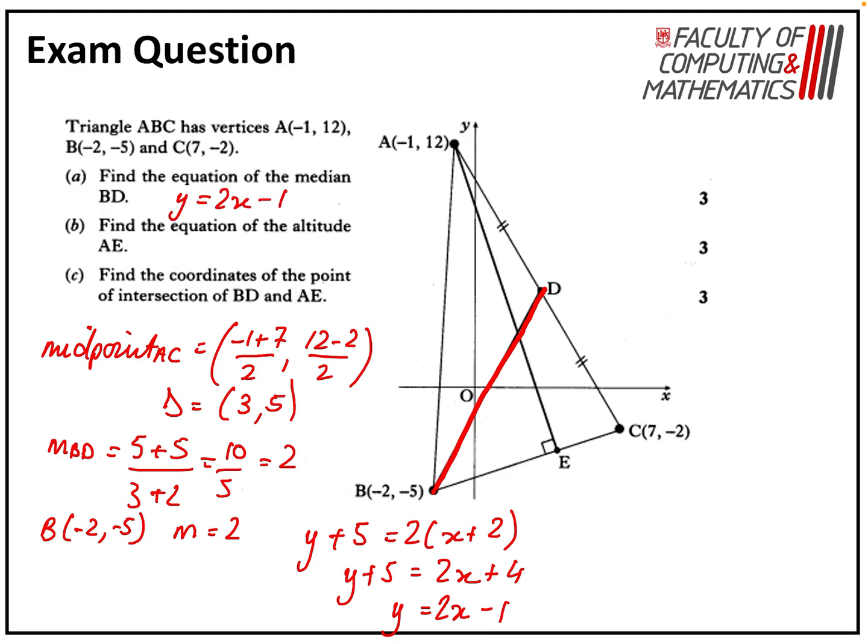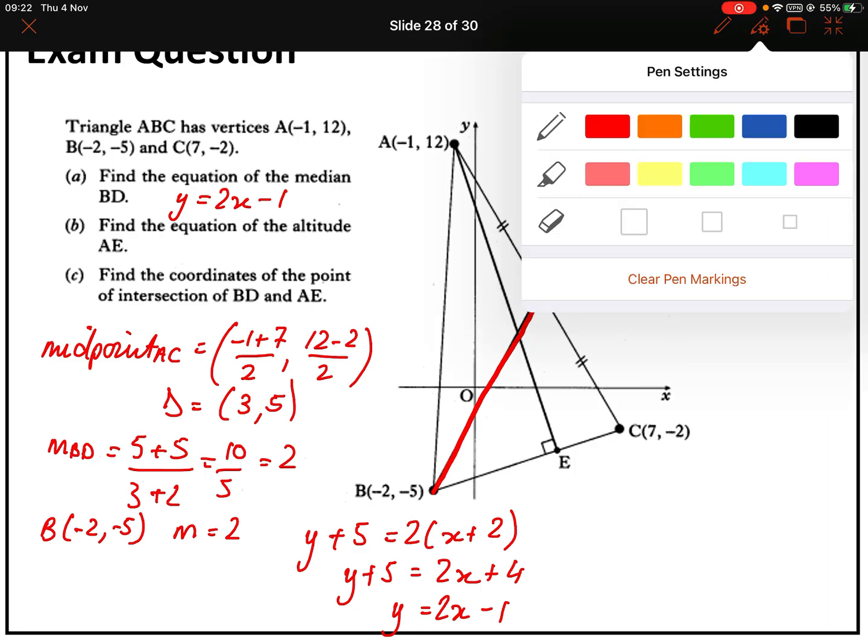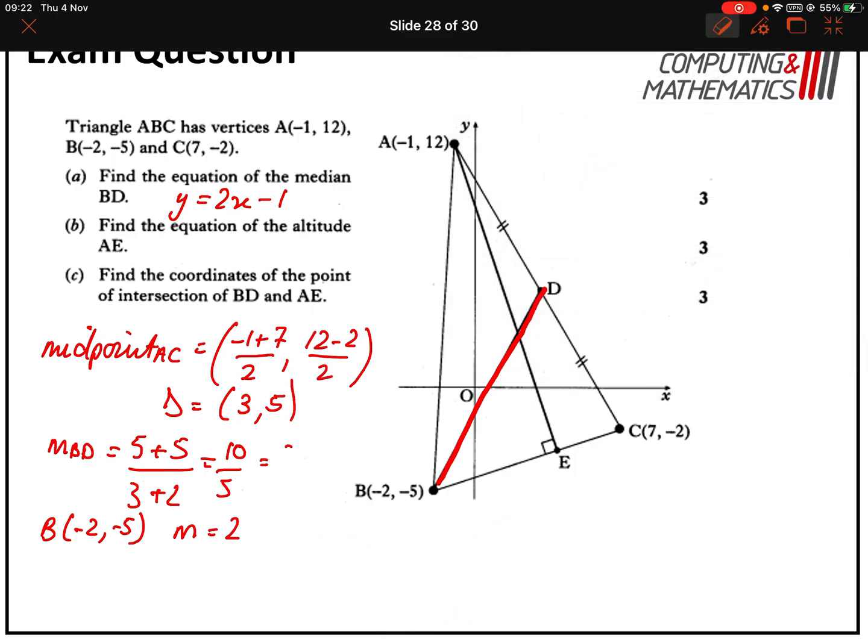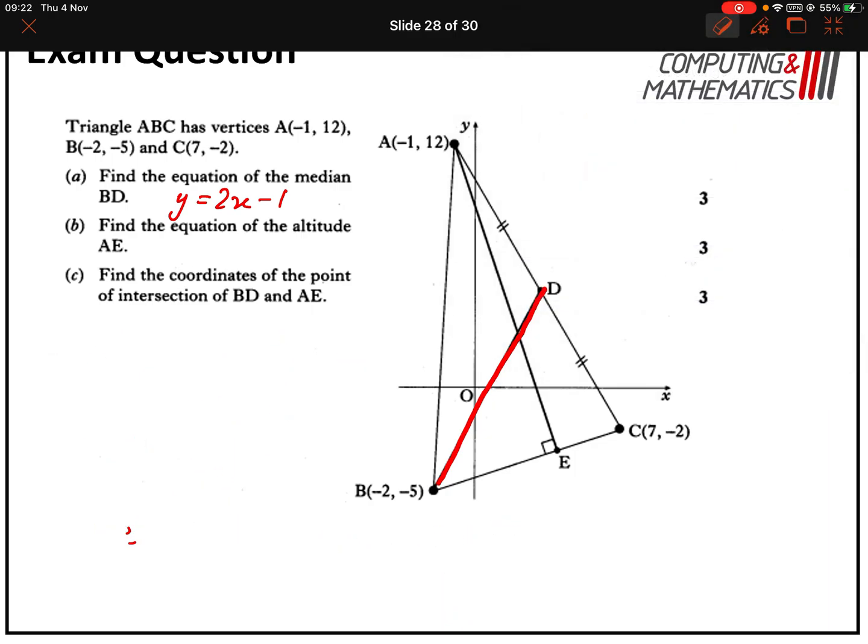Okay, so let's drop all this out to give me some space. I'm on to part B. I want to find the altitude of AE. So the altitude AE looks like this.